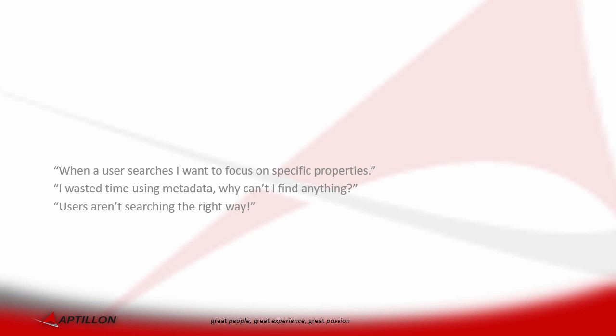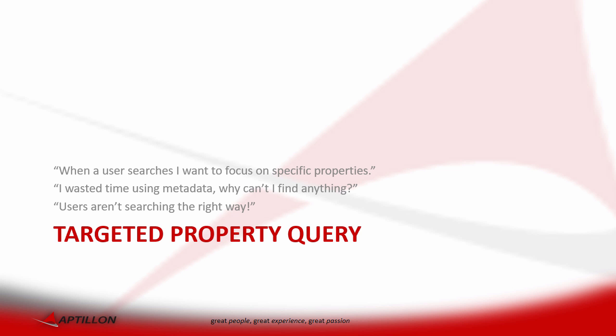In the next example, we're going to try to find out when a user searches for something specific and we want to focus that search on specific properties. In other words, they're using keywords that we want to associate with specific kinds of content. You'll also hear people say that they're wasting time using metadata and they still can't find anything, or you may say that your users aren't searching the right way. But in either case, what we're going to do now is a targeted property query based on the end user's search.